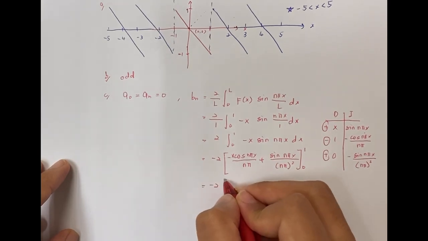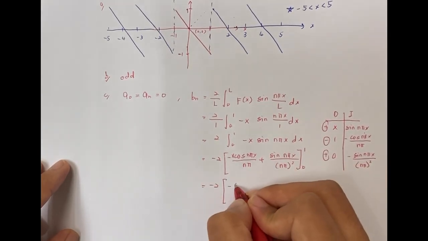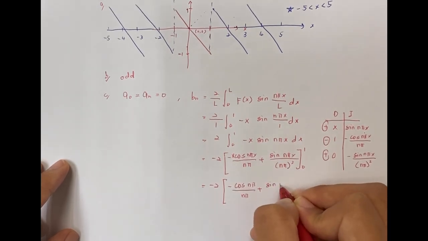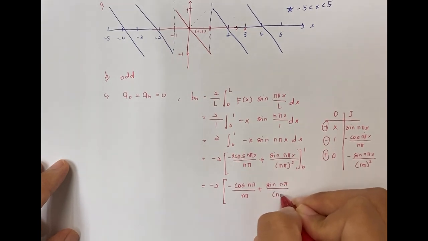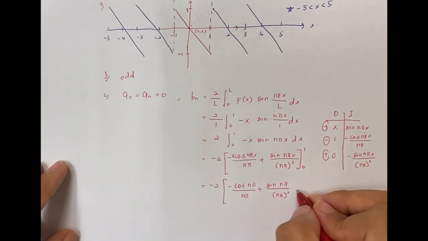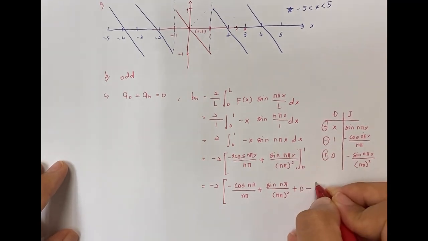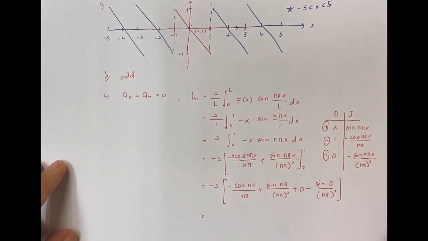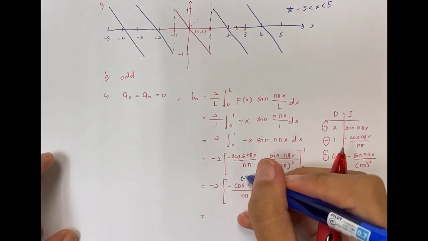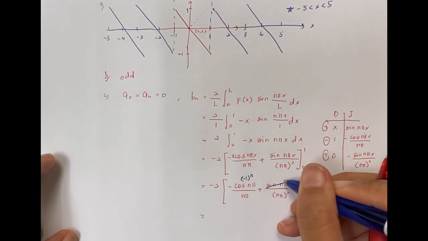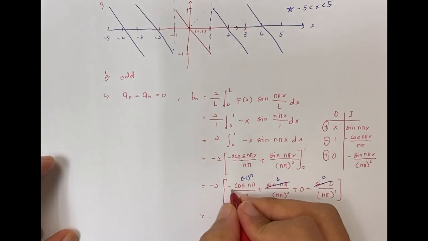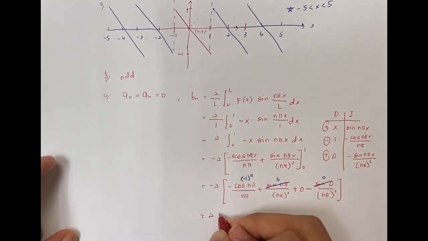So equal to negative 2, substitute the limit. Negative cos n pi over n pi plus sine n pi over n pi square. Substitute 0, you have plus 0, the sine 0 over n pi square. Cos n pi equal to negative 1 to the power of n. Sine n pi equal to 0. Sine 0 is obviously 0. So you have negative 2 times negative, so positive 2, negative 1 to the power of n over n pi.